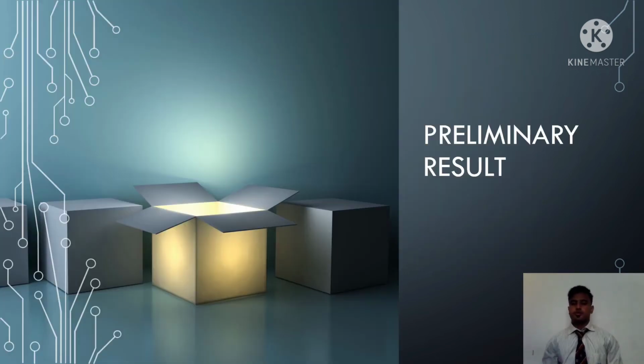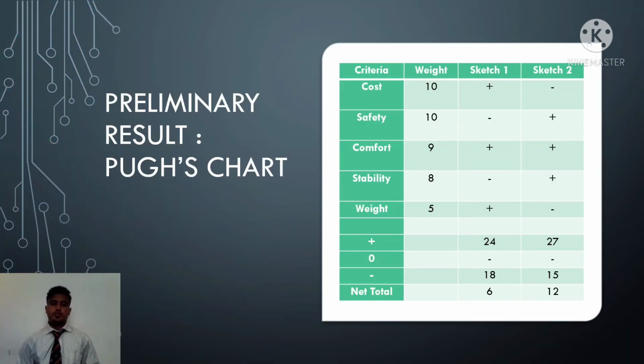So next we will move to the preliminary result. In this preliminary result, we have three sections. The first section is the push chart, the second is the detail design, and the third is the analysis of the design. So next we'll move to the push chart. In this push chart, we will evaluate and determine which is the best design that we'll be using on our project. The criteria that will be evaluated are cost, safety, comfort, stability, and weight.